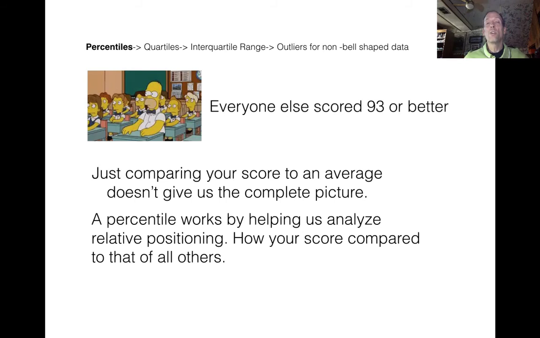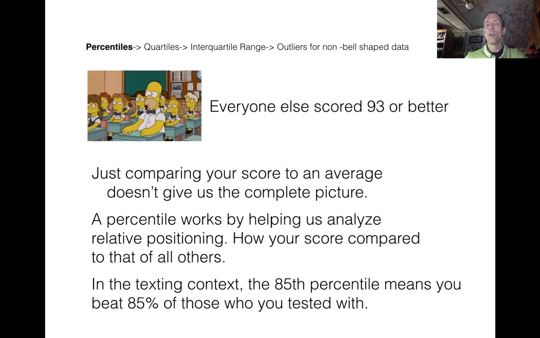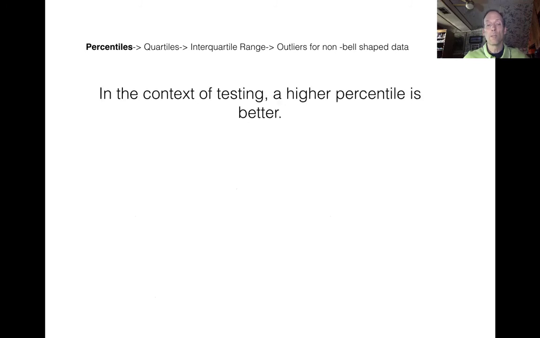A percentile is going to help us by analyzing what we call relative positioning. Relative positioning refers to how your score compared to everyone else that took the test with you. So if we're talking about an examination and you score in the 85th percentile, that means that you did better than 85% of the people who you tested with. So usually when you take a test, a higher percentile implies that you did better.